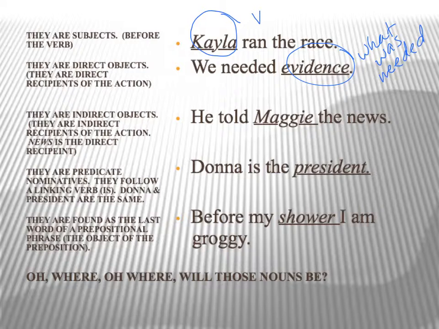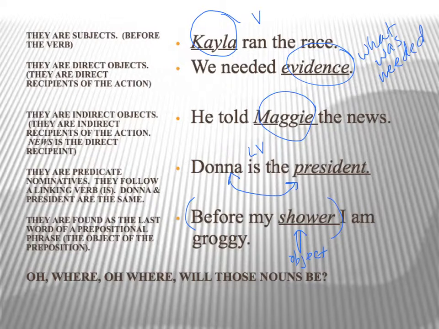You can also have a noun in the position of what's called an indirect object, receiving the action indirectly. So he told the news, and he told it to Maggie. Here you have an example of what's called a linking verb. We are connecting the word Donna to president. They are in fact the same person. So president is a noun here that's known as what's called a predicate nominative. You also have a prepositional phrase. Shower, in this case, is what we would call the object of the preposition, the noun that comes at the end.